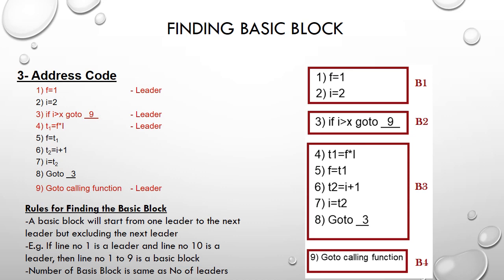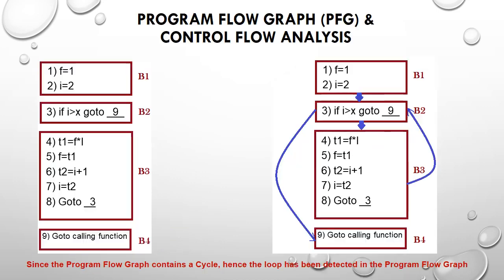Now having found the basic blocks, we will be finding out the control flow graph, the program flow graph. Now the basic blocks are there on the left hand side. Depending on the statements written in the basic blocks, we will be finding out the program flow graph, and then we will be doing the control flow analysis. One thing more to be noticed: if we have, let's say, 4 leaders, then the number of basic blocks will also be 4. So this can be remembered as a rule.